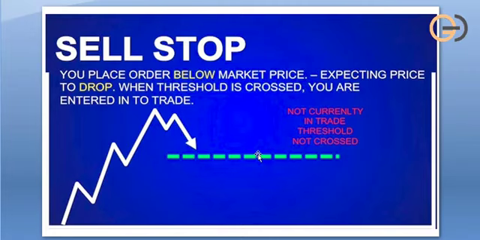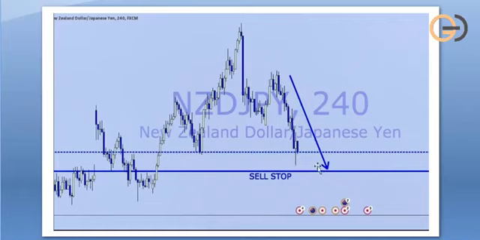For example, when you're expecting price to drop, you put in a line like a threshold, and when price crosses it, you enter into the market. This is an example of a live chart. Once the market crosses this line, a sell stop, you are entered into the trade and the market begins to move. That is when your money starts counting. So that is for a stop or a sell stop.